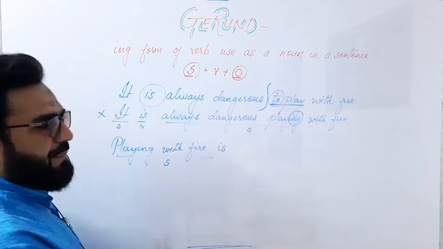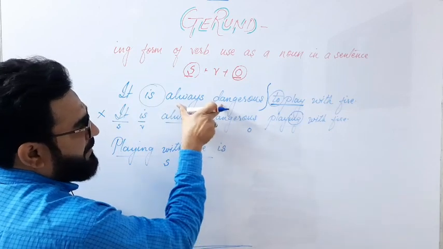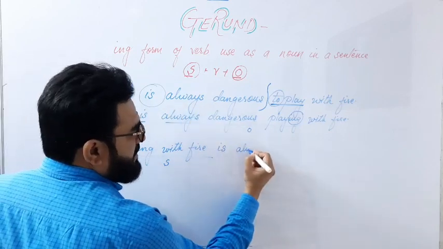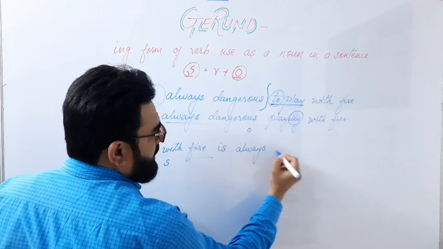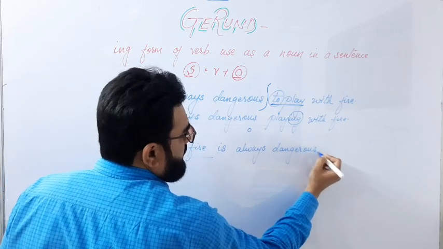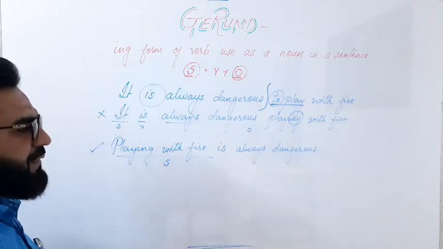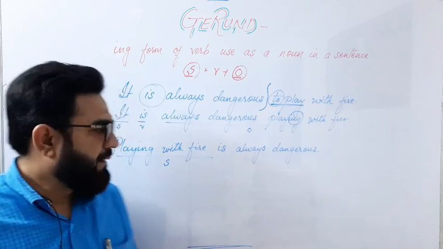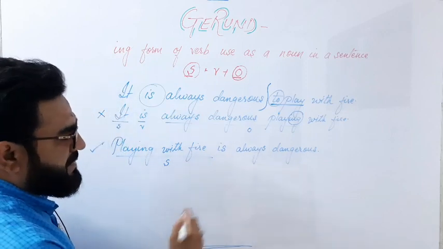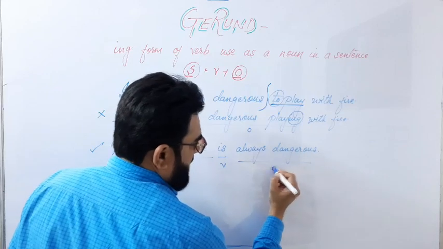Always use this type of method. Playing with fire is. Now remaining words. Always dangerous. Got it? This is the correct and a perfect way of using gerund. Got it? Playing with fire is always dangerous. Now this is a verb and this is an object.